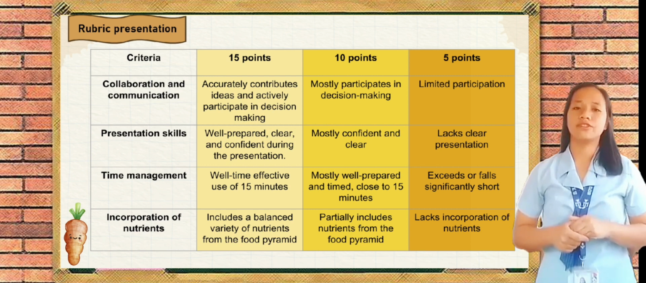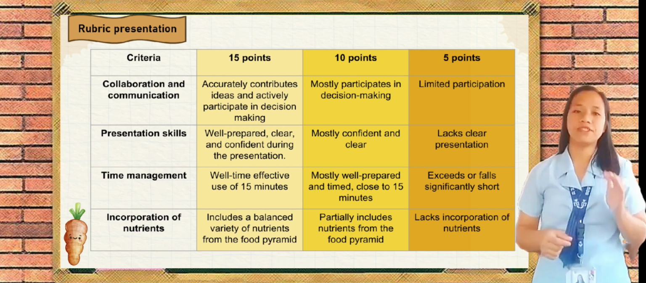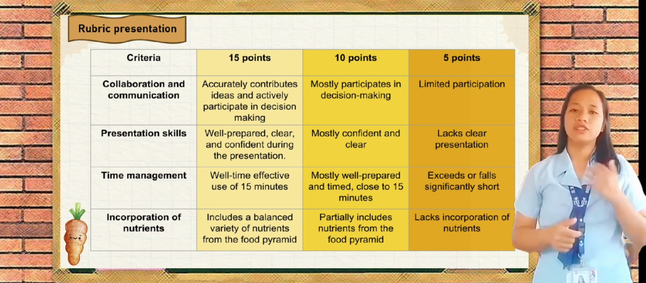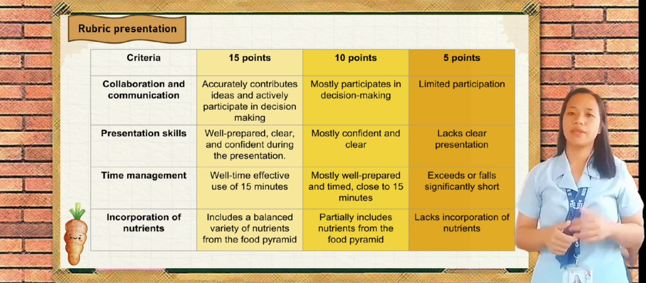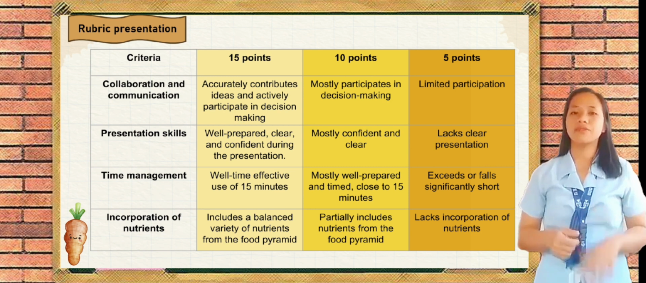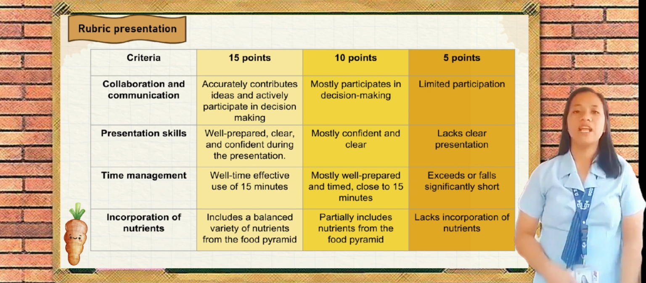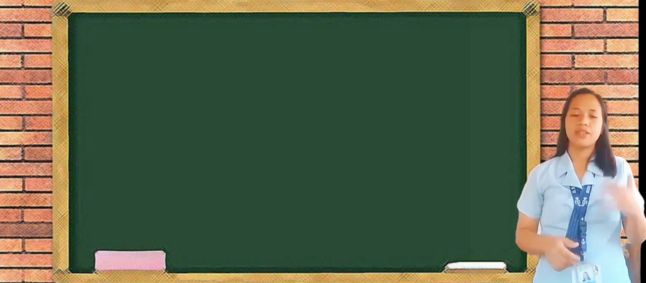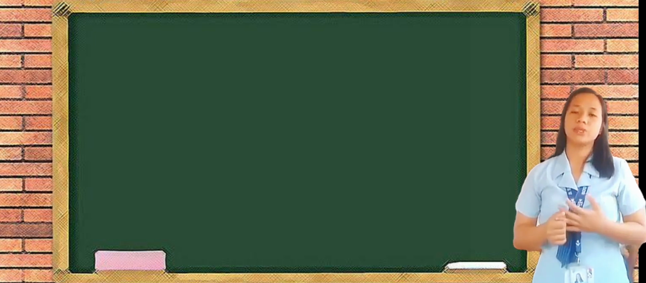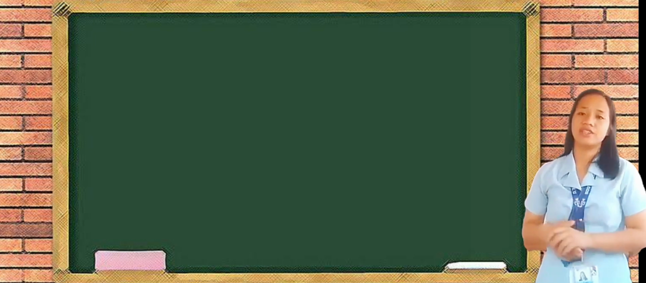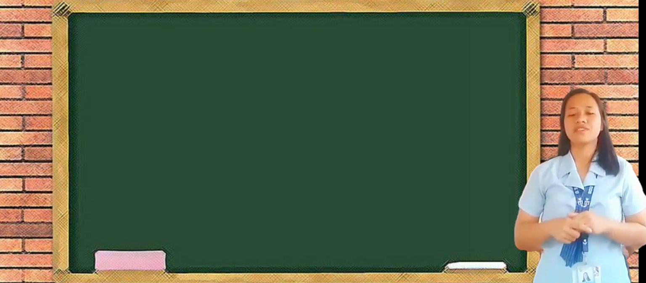Incorporation of nutrients: 15 points if it includes a balanced variety of nutrients from the food pyramid, 10 points if it partially includes nutrients from the food pyramid, and 5 if it lacks incorporation of nutrients. So now, start doing your group activity. Alright class, are you done? Okay, present your output.